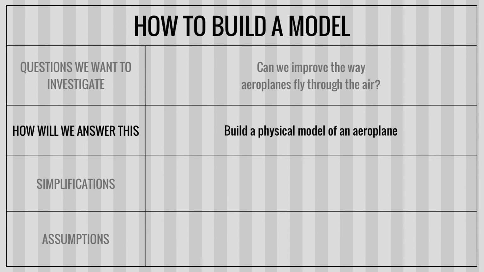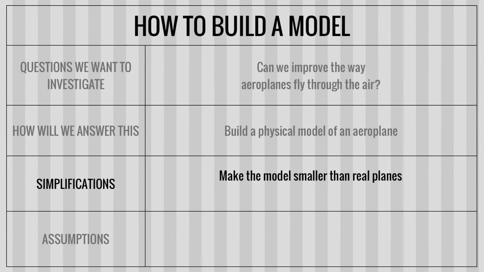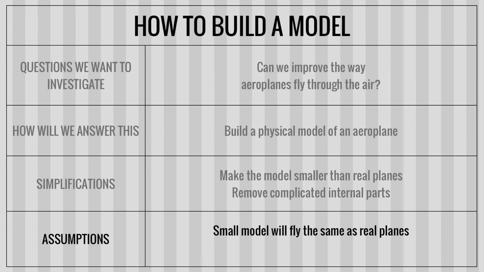A model aeroplane for this purpose does not need all the details of a real plane, so we might make some simplifications. We might make our model smaller than a real plane, so it's cheaper and fits in a wind tunnel. We also could leave out some of the complicated parts on the inside, like the motor. Instead, we want to focus on the features that are most important to how the plane will move through the air, like for example, the shape of the wings. We're assuming that a small model of a plane will fly the same as a full-size plane. We're also assuming that leaving out the complicated parts that are on the inside will not affect how it moves through the air. What we are left with is a simple version of a real plane, but one that can still teach us important things.